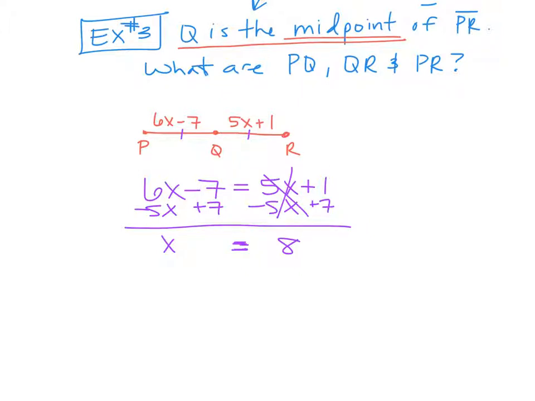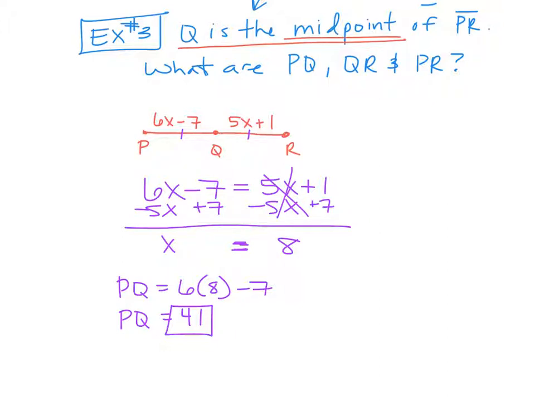Okay? The question asks for the lengths of the 3 different segments. So you're just plugging that 8 in. Now here's the thing. Do you have to plug it in 3 different times? You really don't. Once you plug it in once, you should know all of it. I would check it just to be sure, but you shouldn't have to plug it into everything to get your answer. So for instance, PQ is 6 times x, which is 8, minus 7. What was 6 times 8? 48 minus 7 is 41. Okay, so PQ is 41.